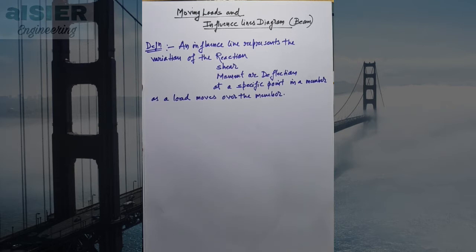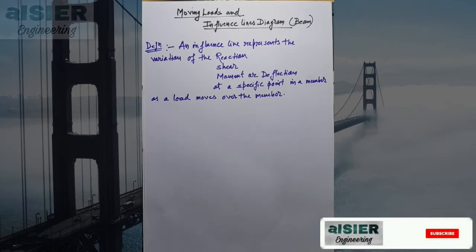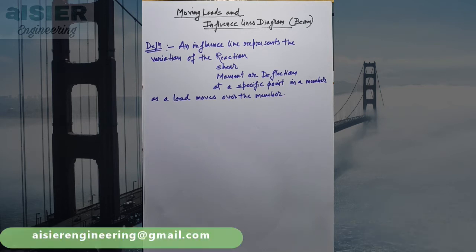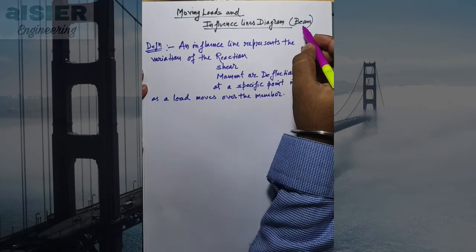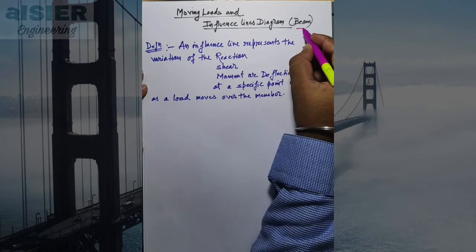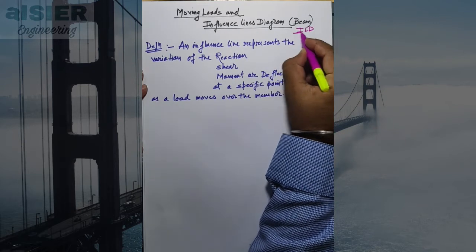Till last video we have seen unit load method and its application to calculate deflection for beams and trusses. From this video we are going to start moving loads and influence line diagram for beams. It is also known as ILD.